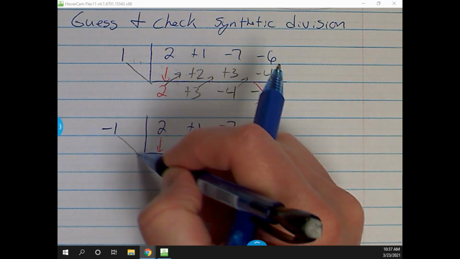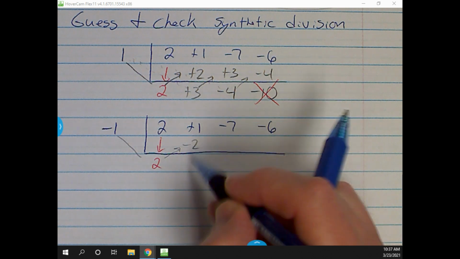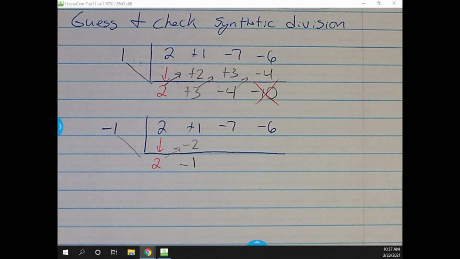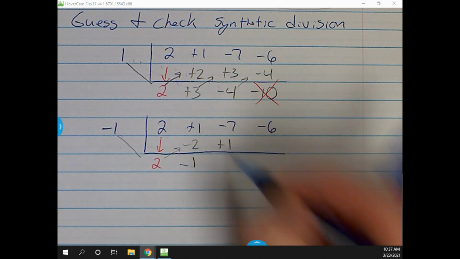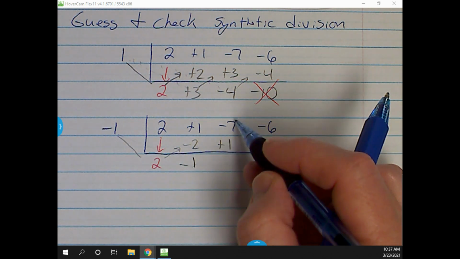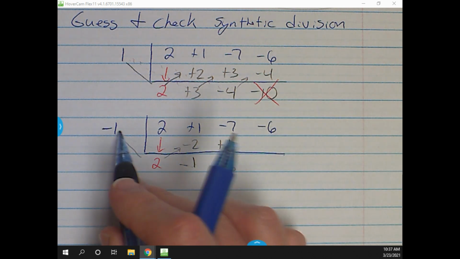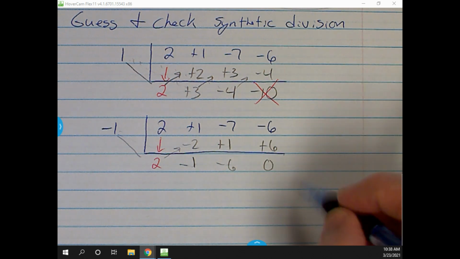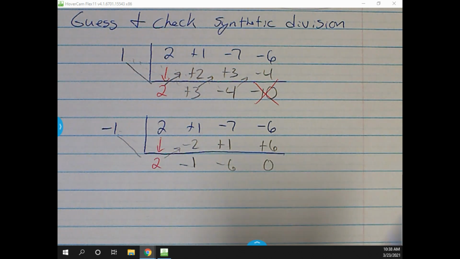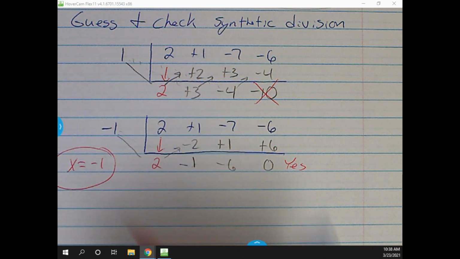All right, we're going to do negative 1 times 2, which is negative 2. 1 minus 2 is negative 1. Negative times negative is a positive 1. Negative 7 plus 1 is a negative 6. And if we do a negative times negative, that is a positive 6. That's 0. And that's a big old yes. So that's our first solution right here. So x equals negative 1 is our first solution.